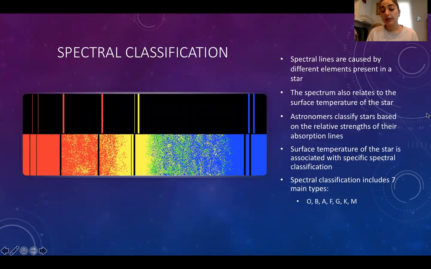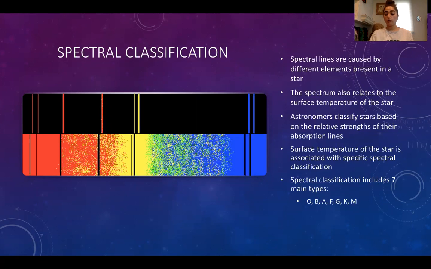So, spectral classification, spectral lines are caused by different elements present in a star, such as hydrogen. The spectrum also relates to their surface temperature. And astronomers classify stars based on the relative strengths of their absorption lines. And the surface temperature of the star is also associated with the specific spectral classification. And there's 7 types of spectral classification, which are O, B, A, F, G, K, and M.